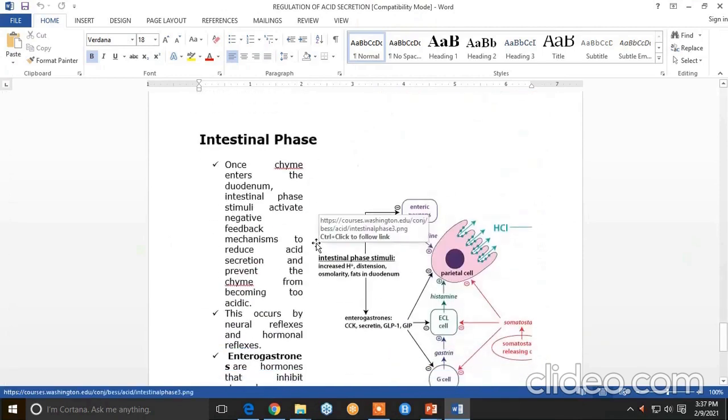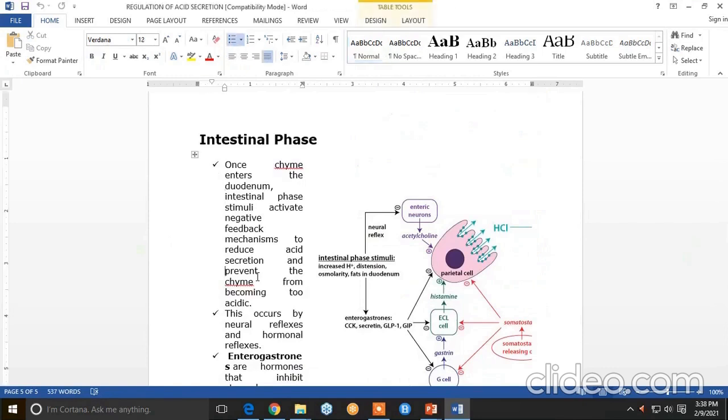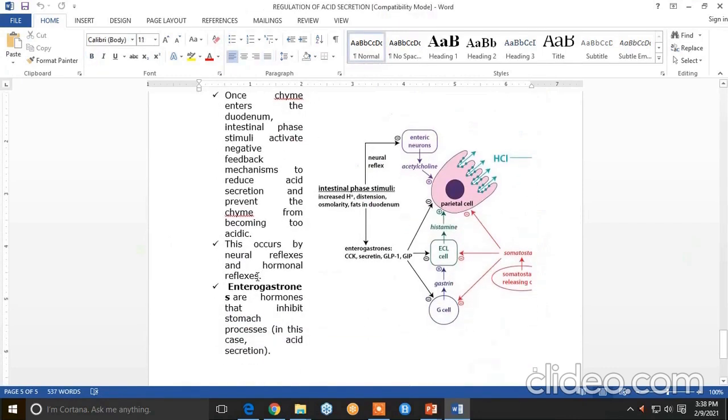Now the third phase is the intestinal phase. Once the chyme enters the duodenum, intestinal reflexes activate a negative feedback mechanism to reduce acid secretion and prevent the chyme from becoming too acidic. This occurs by neuronal reflexes and hormonal reflexes. The enterogastrones are hormones that inhibit the stomach process.